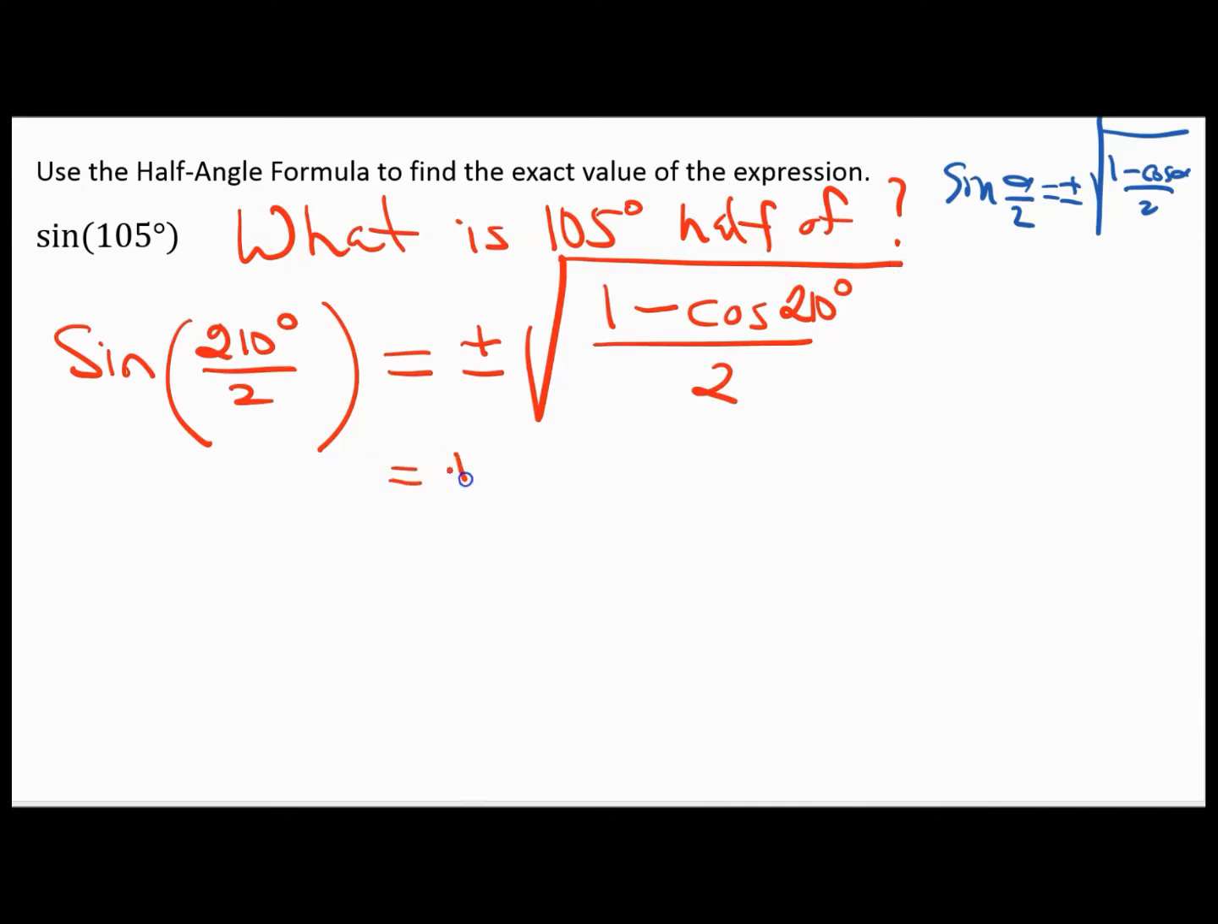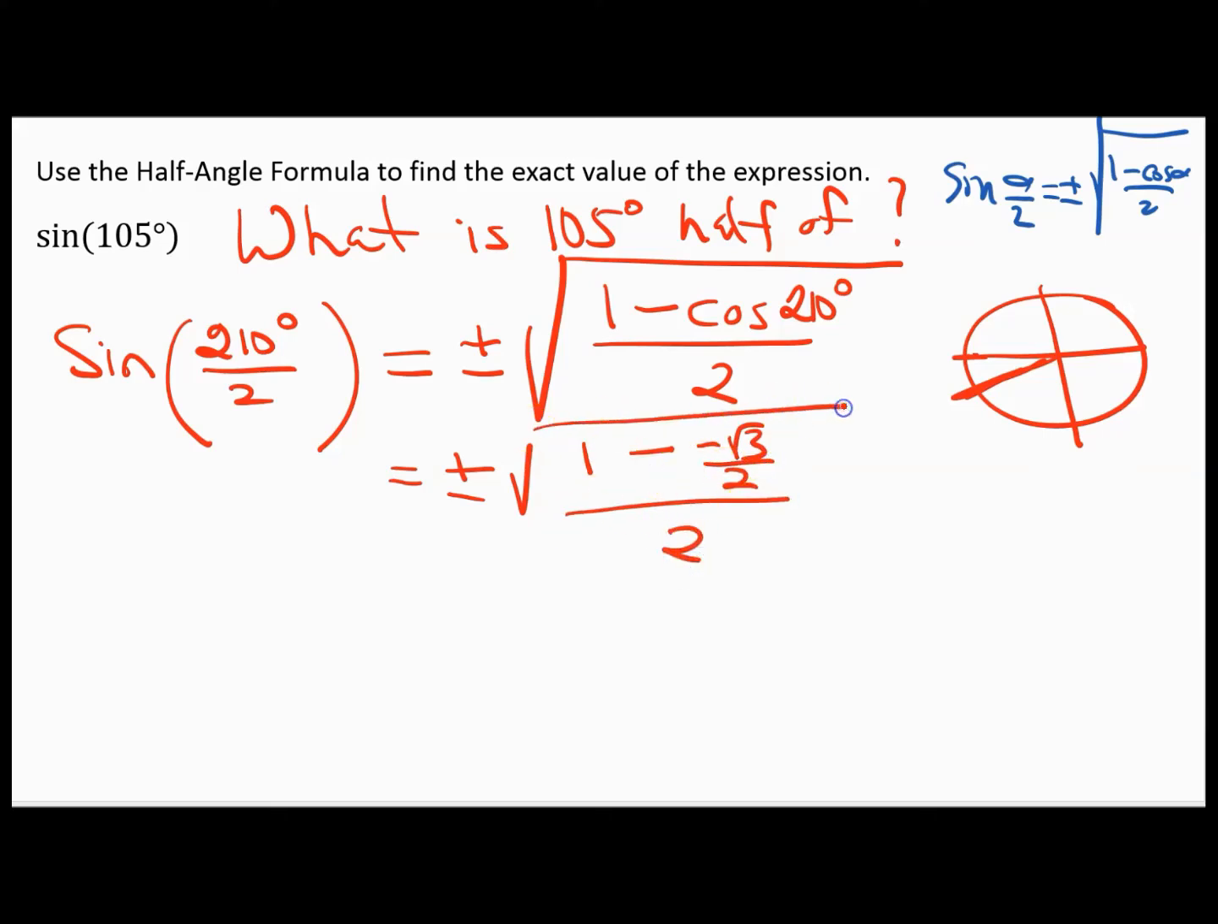So I continue on. That's plus or minus the square root of 1 minus. Now we need to know the cosine of 210 degrees. Where 210 degrees is right here. It's equivalent to 7 pi over 6. Again, that's 180 degrees plus 30 more. The cosine value is the x value right there. The x value right there is negative square root of 3 over 2. And that's all divided by 2.